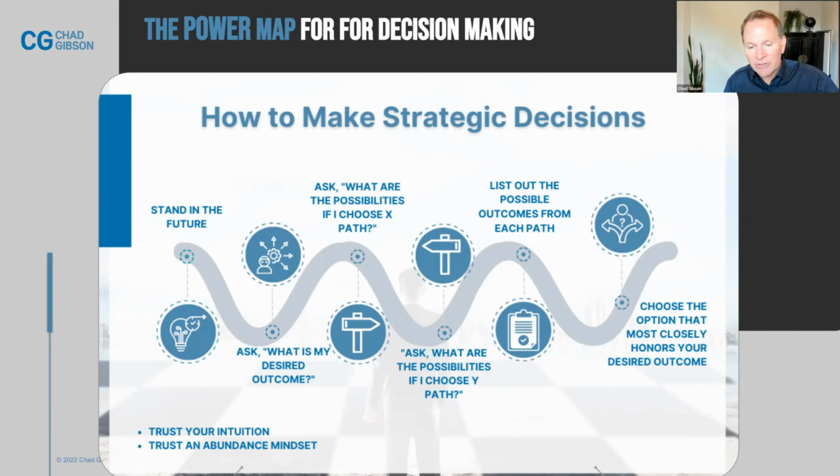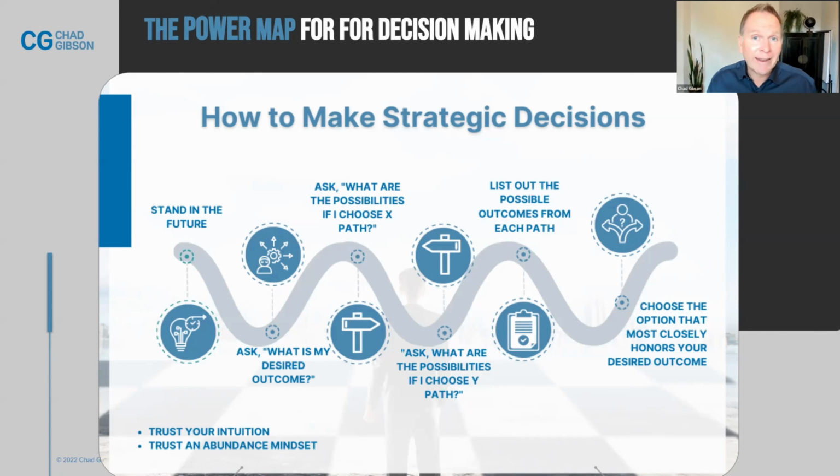And then on the other side, you may have another path called, why. So ask the same thing. What are the possibilities if I choose this? And it's a bit of a pros and cons list. You're just thinking through it. You can write it out. But what happens if we go this way? And what happens if we go that way? And keep thinking backwards from the future with it. List out the possible outcomes from each path. That could be the benefits. It could be the risks.